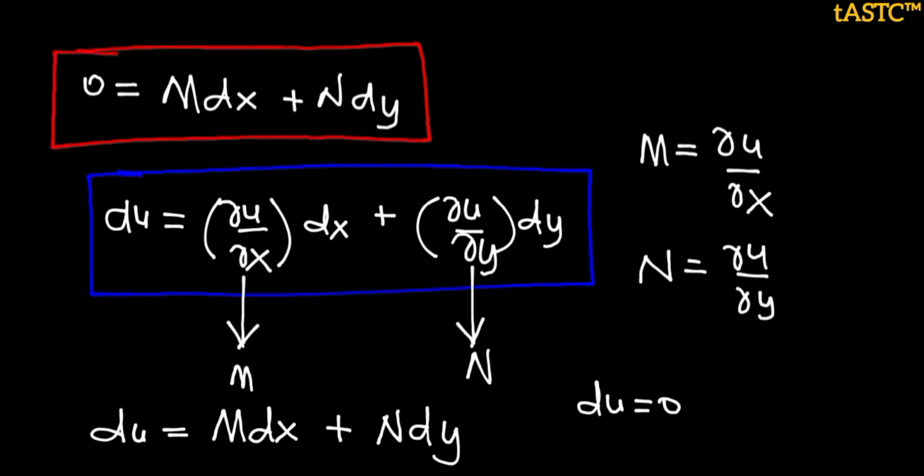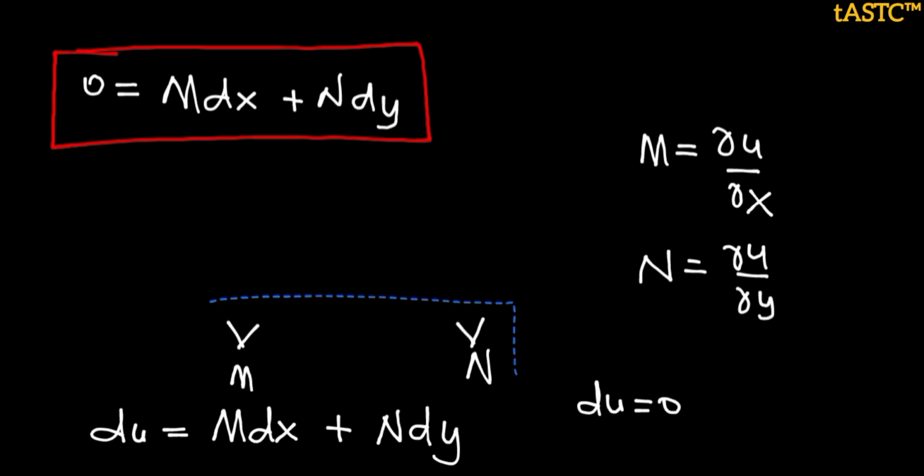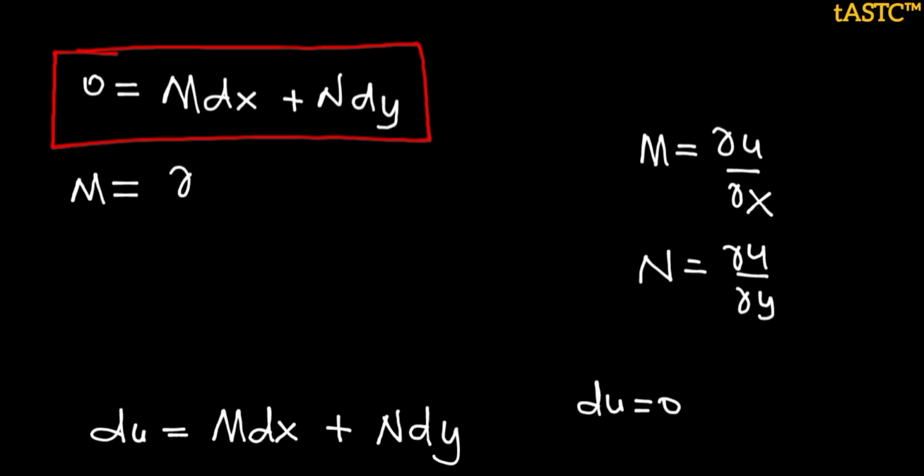So you're most likely going to see many questions given to you in this form, and you would be asked to find out whether or not the equation is an exact equation. So how can you do that? How can you find out whether or not an equation is an exact equation? Now, in order to do that, first of all, we know that M is equal to partial u, partial x. That is the partial derivative of u with respect to x.